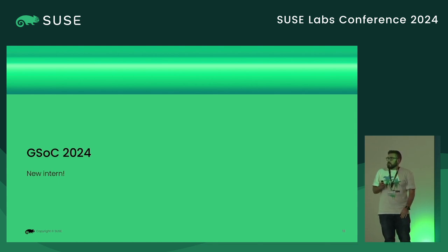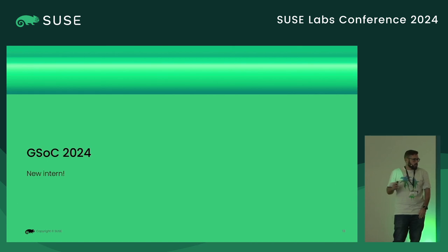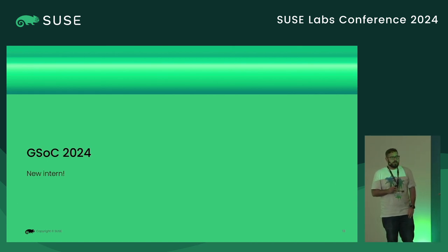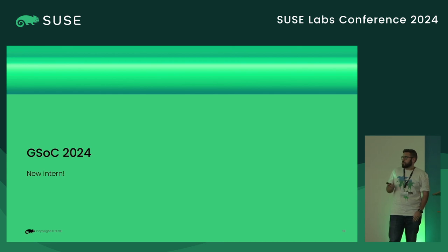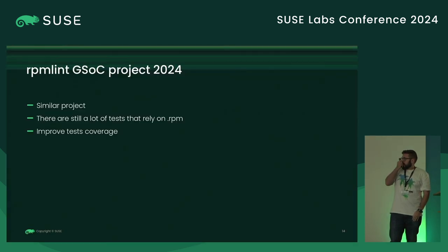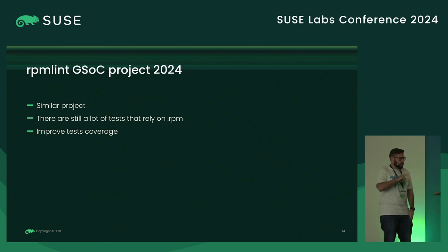So we will have a new intern this year, so I hope that we will finish or complete the full transition to remove every or almost every binary from the GitHub repository. And the project is similar to the past year. There is maybe less work to do on the code itself, but more work to do replacing all the RPM files.